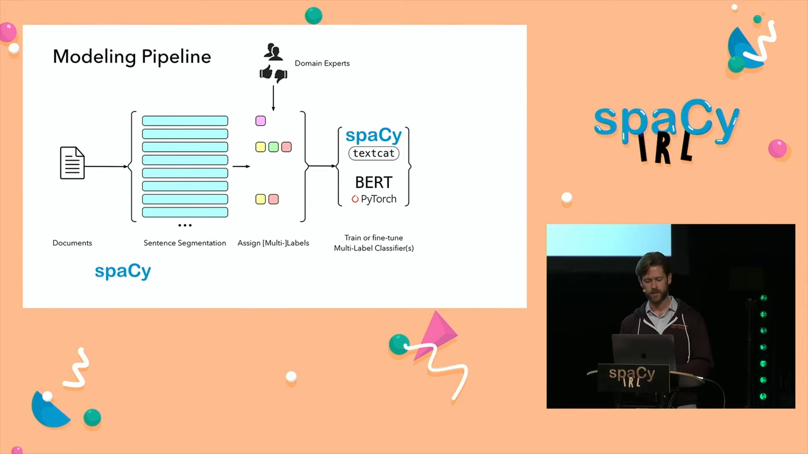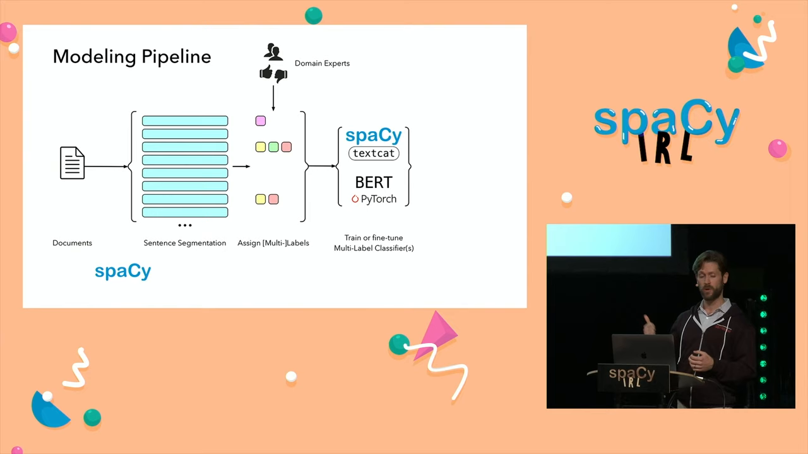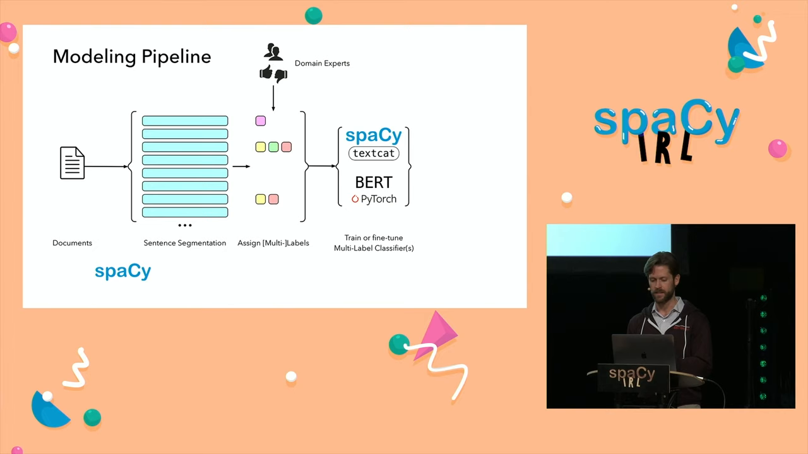Next, we'll either train or fine-tune multi-label classifiers. So right now, we're exploring two types of models. We're working with spaCy TextCat, and we actually get really pretty good performance out of TextCat, and there's a really low barrier of entry to just get started. So sometimes this is good enough to just use, and at least it offers a really good strong baseline to see if you can improve upon with more sophisticated techniques. And we're also working with BERT and PyTorch to try to squeeze out maximal performance.